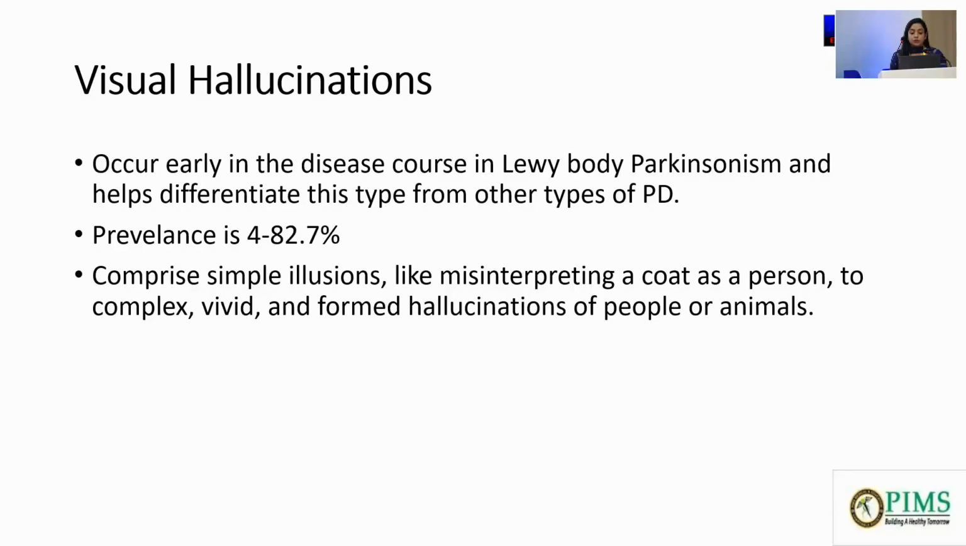So visual hallucinations occur early in the disease course in Lewy body Parkinson, which is a specific type of Parkinson disease, and helps differentiate this type from the other types. The prevalence of visual hallucinations largely ranges from 4% to 82.7%. These comprise simple illusions, like misinterpreting a coat as a person, to complex, vivid or formed hallucinations of people or animals.